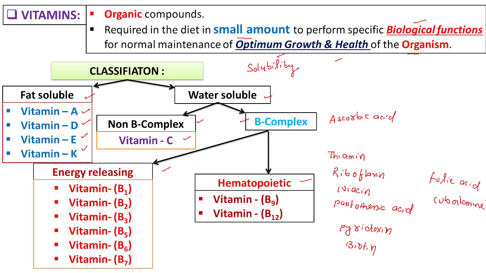So here one term is there, hematopoietic. What does it mean? First of all, we need to know about hematopoietic, right? Why do we consider vitamin B9 and vitamin B12 as hematopoietic vitamins? So what is hematopoietic? First of all, hematopoiesis. Hematopoiesis is blood cell production, right? It is a process which is involved in the production of blood cells.